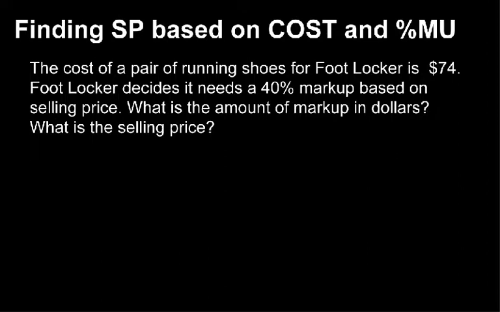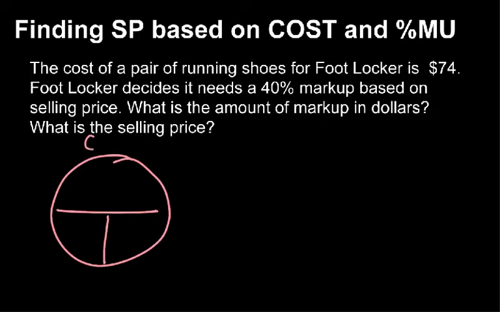So the cost of a pair of running shoes at Foot Locker is $74. Foot Locker decides it needs a 40% markup based on selling price. What is the amount of markup in dollars? What is the selling price? Well, what we're going to do is build our PBR circle, and we know cost, so we're going to plug that in and use that as our portion. We're trying to find selling price, or our base, and we know it was a 40% markup. Well, the $74 doesn't represent the 40% of the selling price, it represents the other 60% of the selling price, so that's what we're going to plug in there.